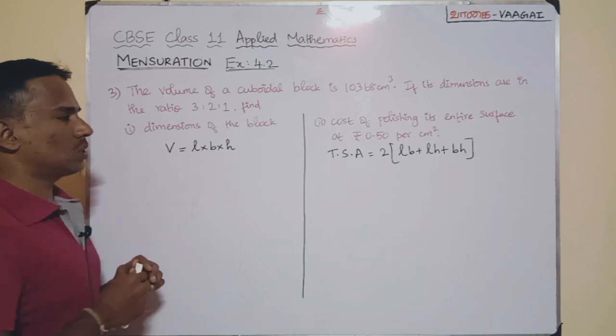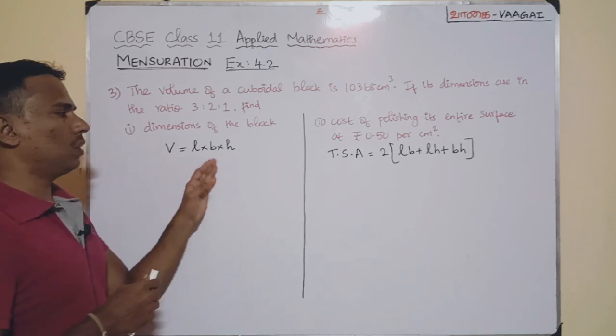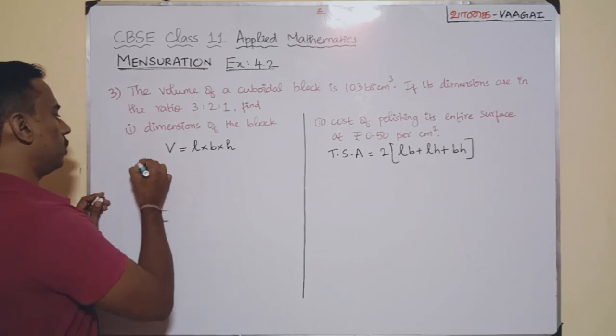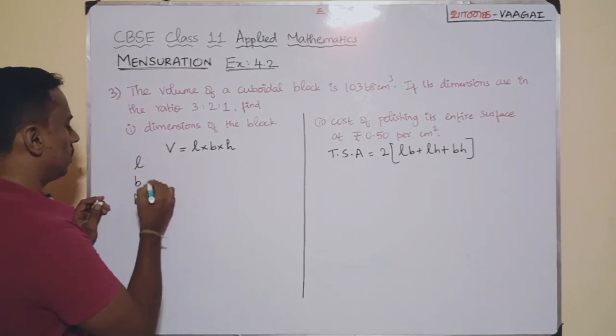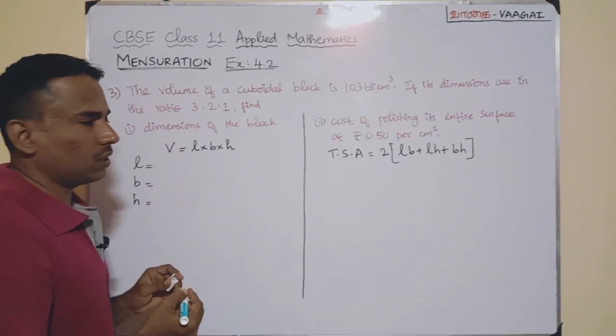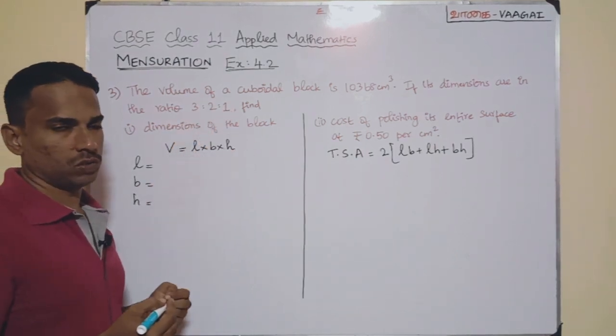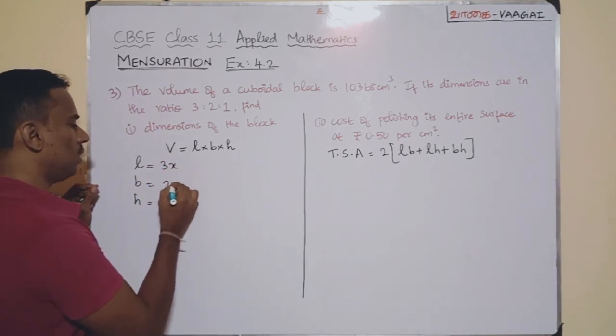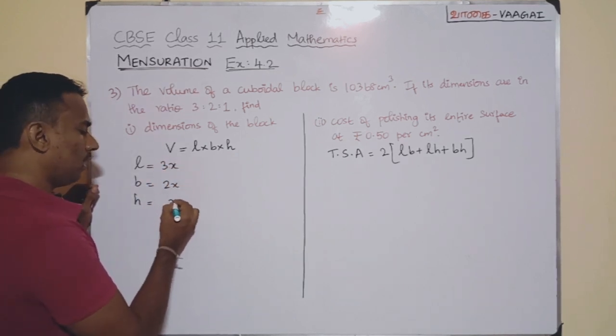Now come to the first subdivision. We need to find the length, breadth, and height. Let us take them in the ratio which is already given in the question, 3:2:1. So I can take the length as 3x, breadth as 2x, and height as 1x, which means x.